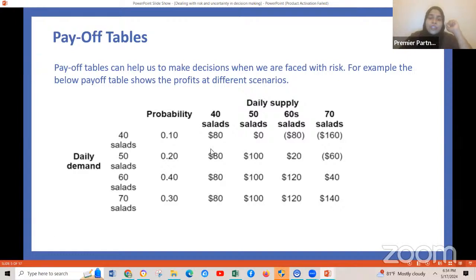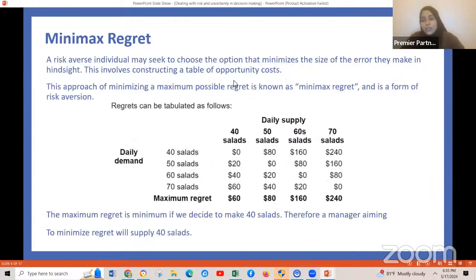So this is a payoff table. This shows different situations, for example, these are the demands. These are the supplies. So you supply 40 and let's say demand turns out to be 40, you make 80. If you supply 40 and the demand turns out to be 60, you still make 80. If you supply 60 and the demand was 60, you make 120. But if you supplied 60 early in the morning, and demand was only 40, meaning 20 you threw away, so you made a loss of minus 80. So this basically shows you situations and the profits associated.